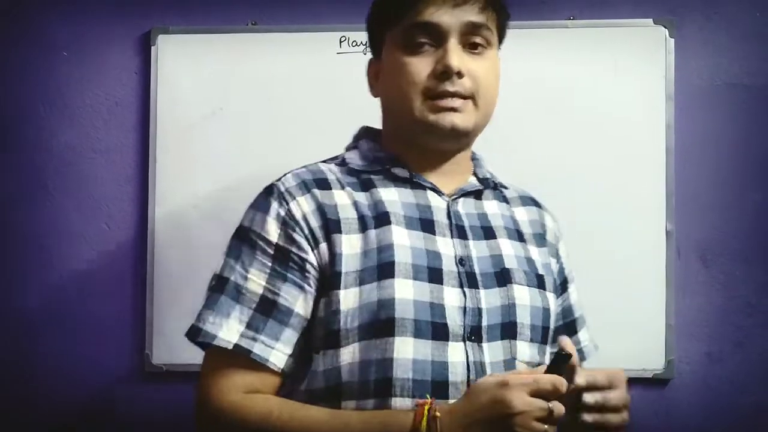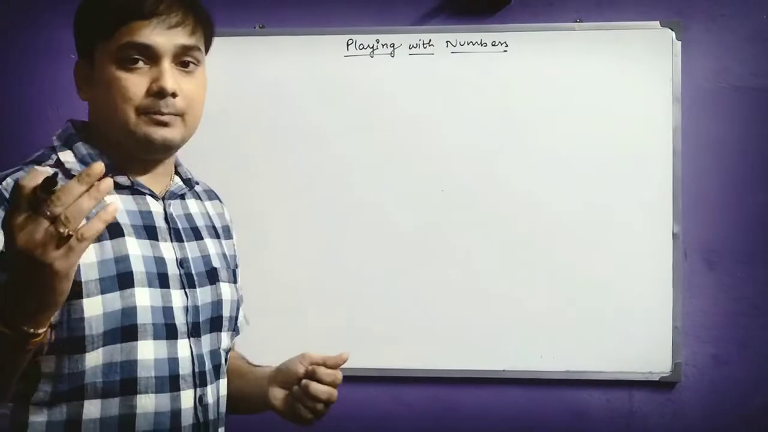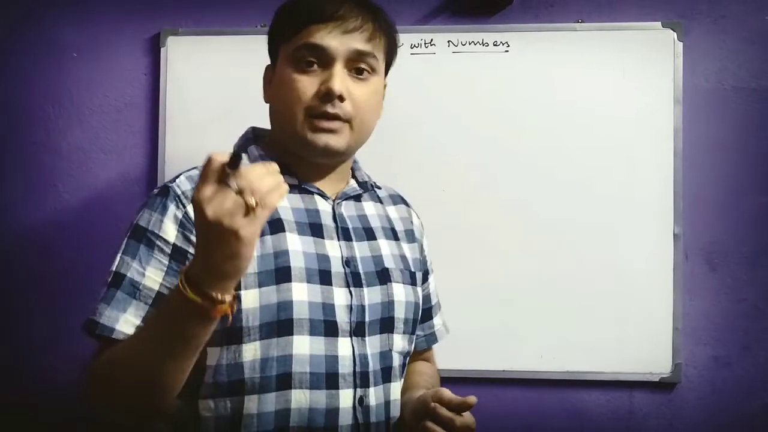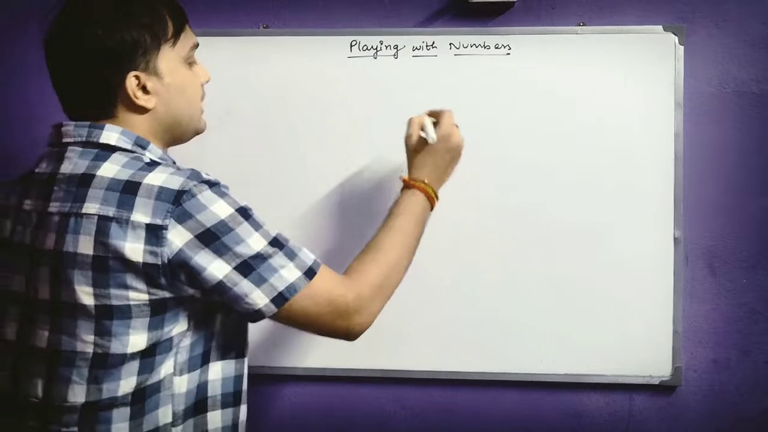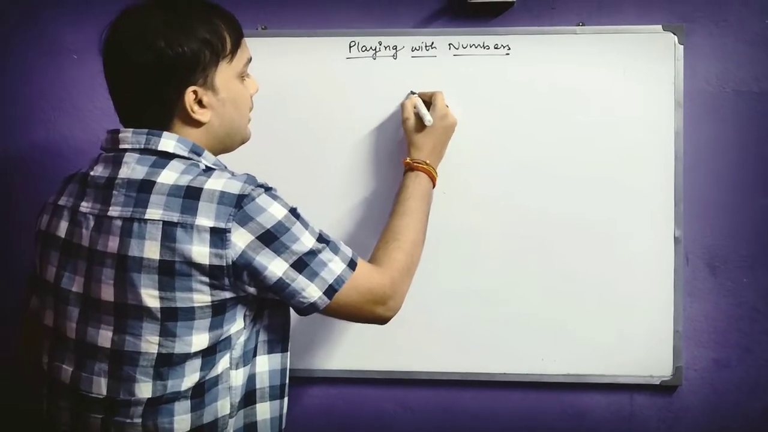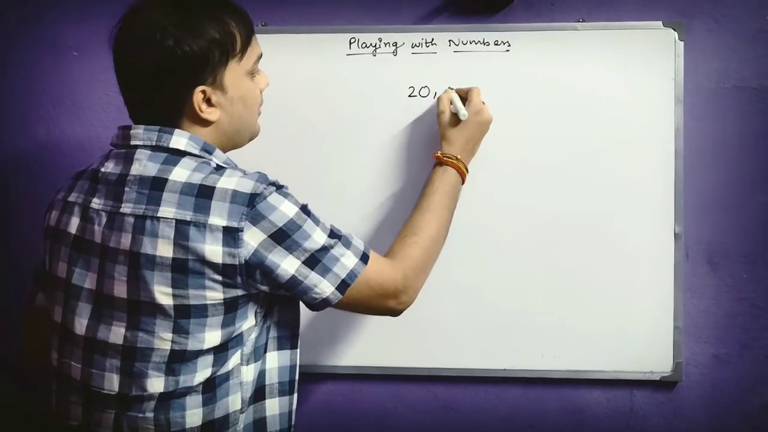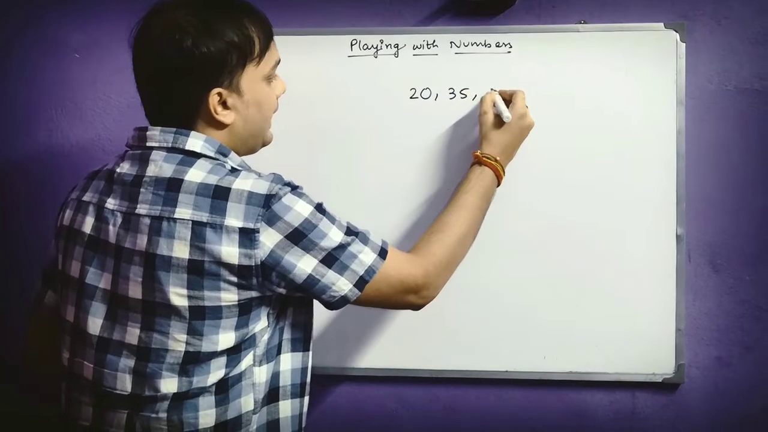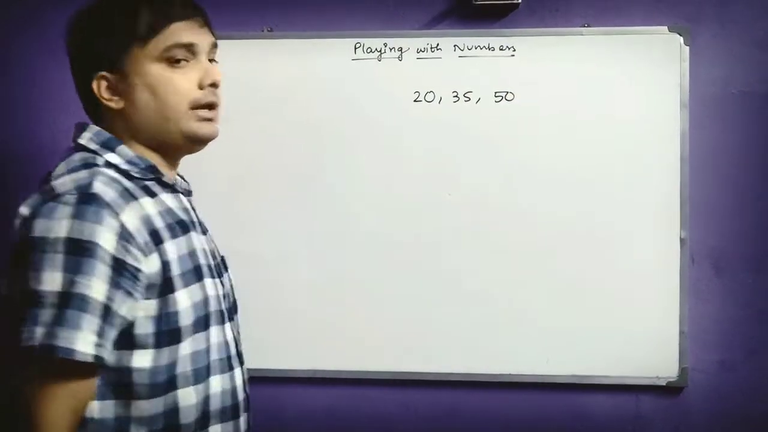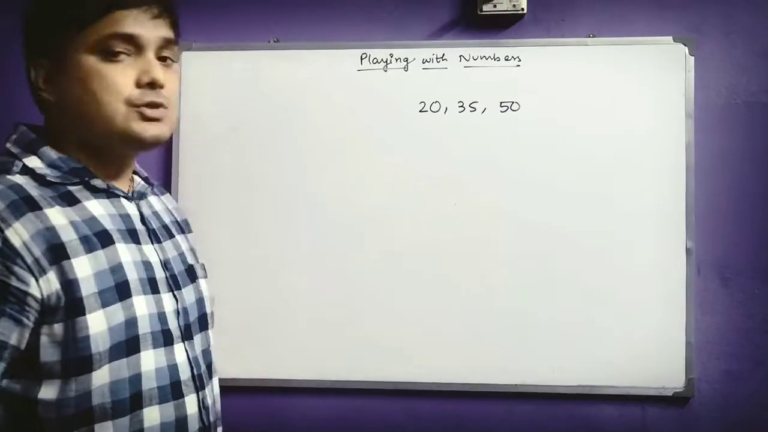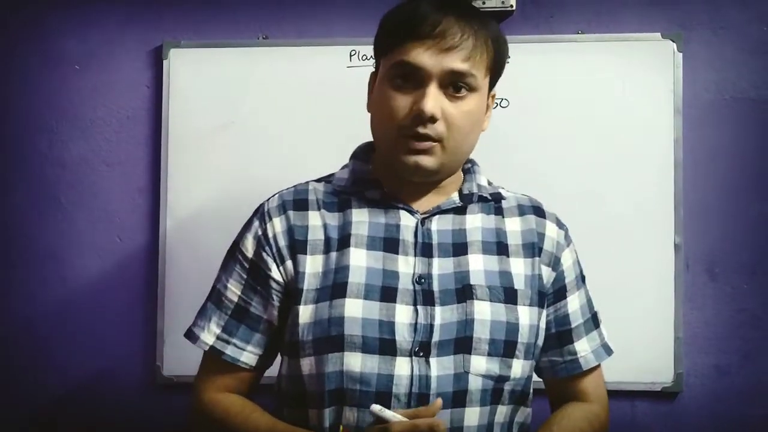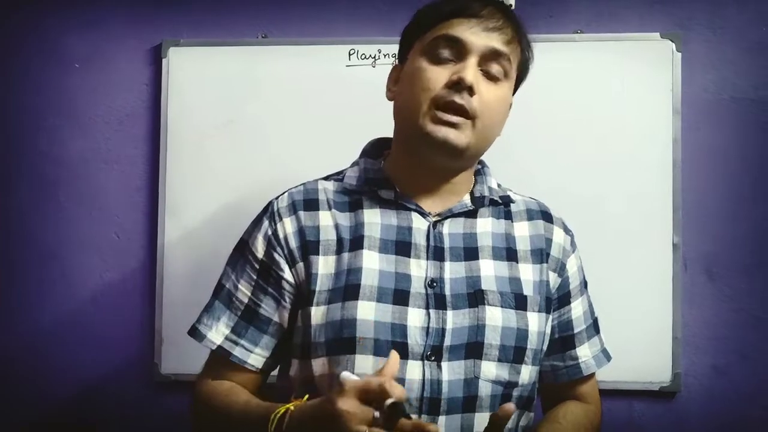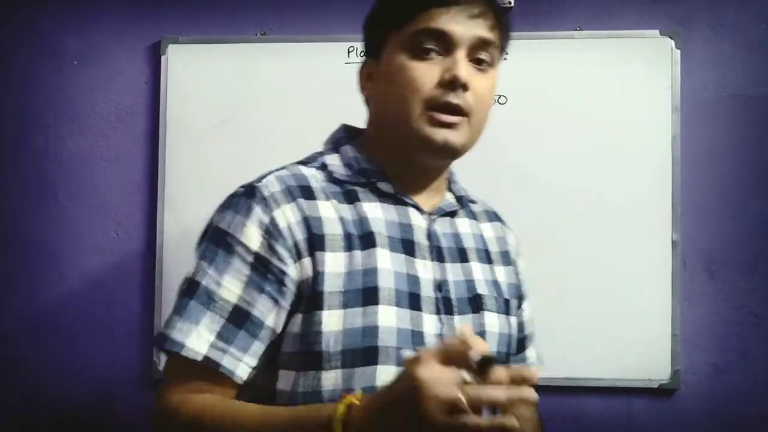Let us take an example. Let us take 3 numbers and then we will try to find the HCF. Suppose the 3 numbers are 20, 35 and 50. Let us find the HCF. So there are various methods through which you can find the HCF. All those methods we will be discussing individually.